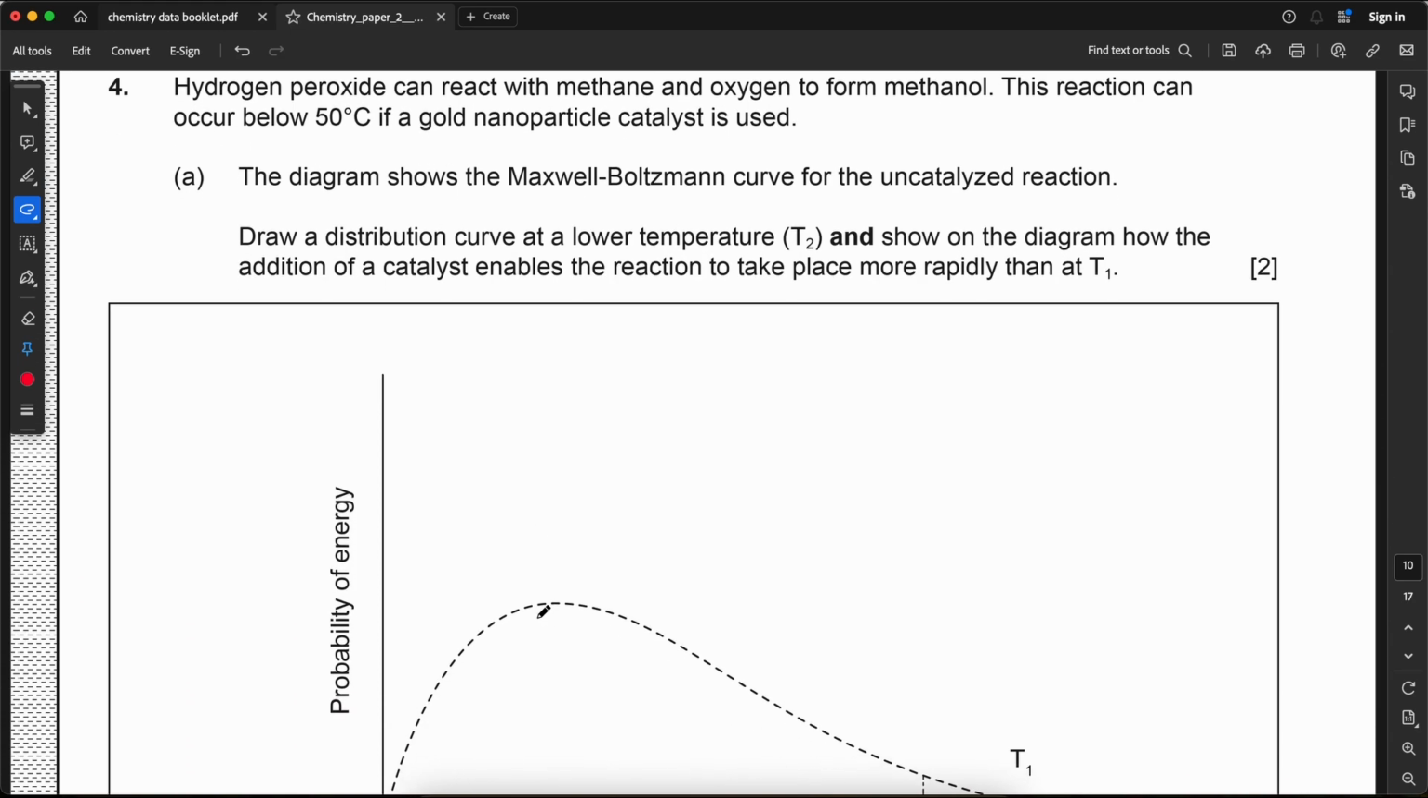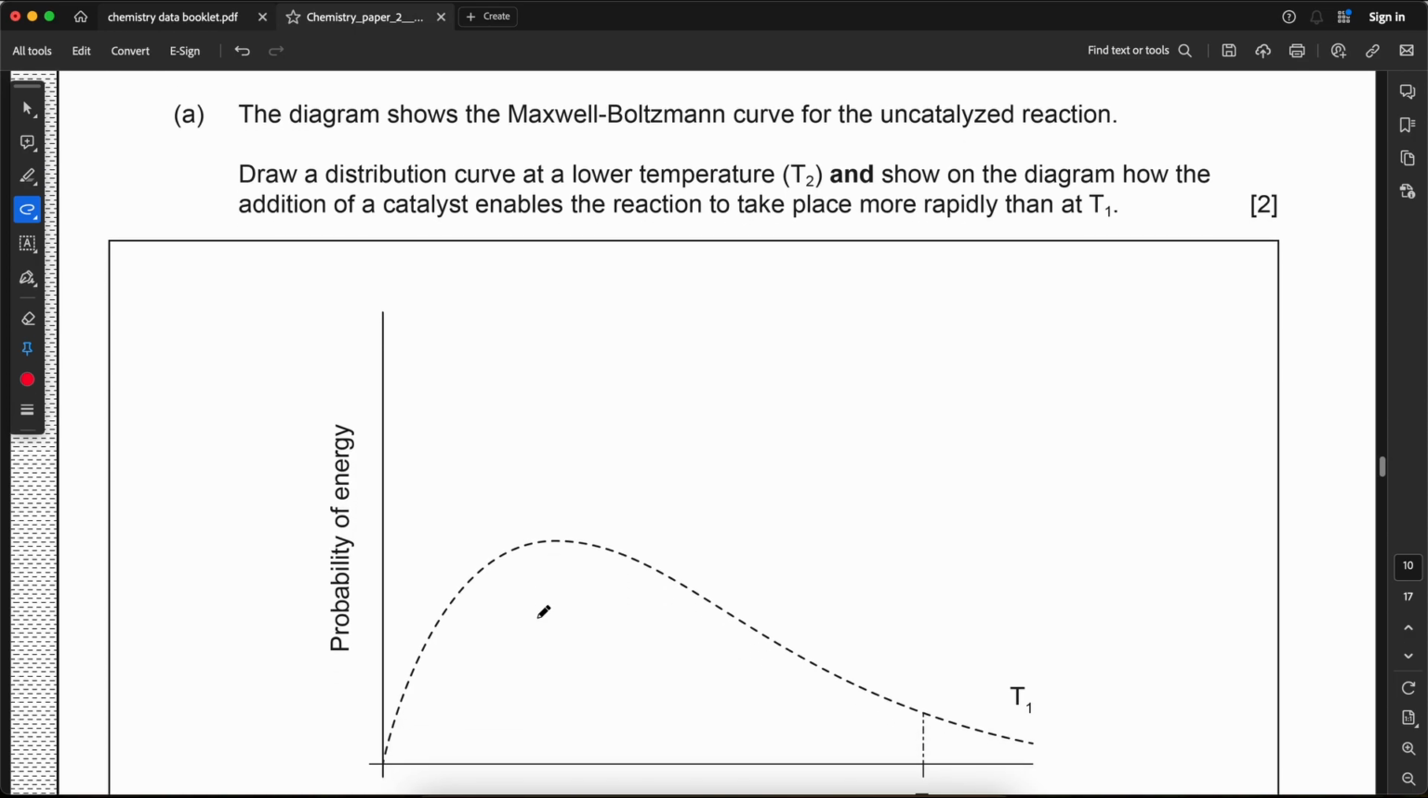Hydrogen peroxide can react with methane and oxygen to form methanol. This reaction can occur below 50 degrees Celsius if a gold nanoparticle catalyst is used. The diagram shows the Maxwell-Boltzmann curve for the uncatalyzed reaction. Draw a distribution curve at a lower temperature, T2, and show on the diagram how the addition of a catalyst enables the reaction to take place more rapidly than at T1.